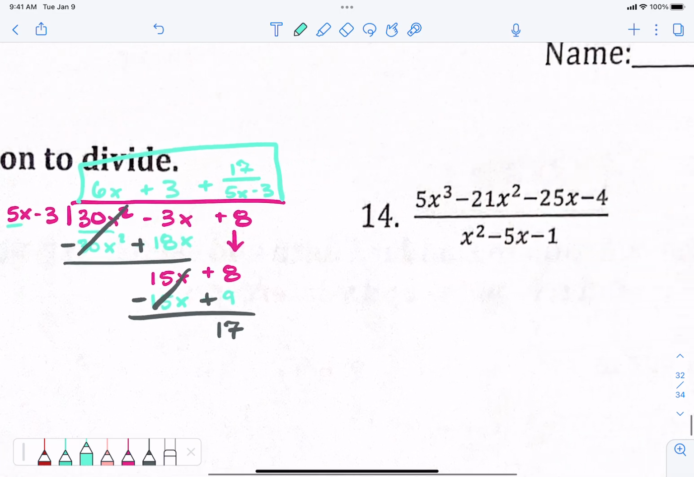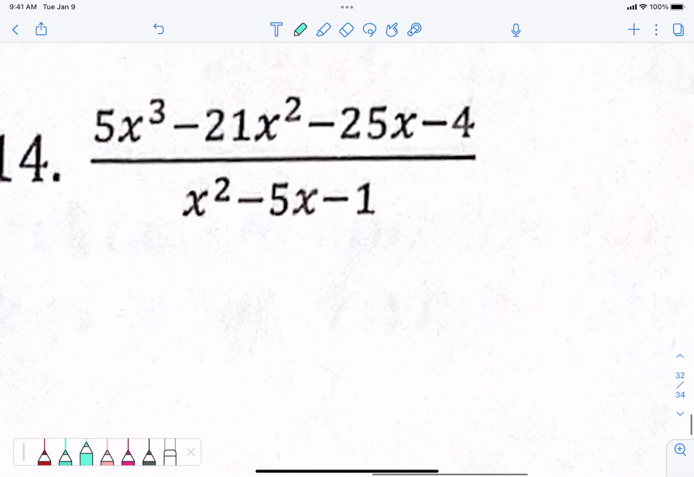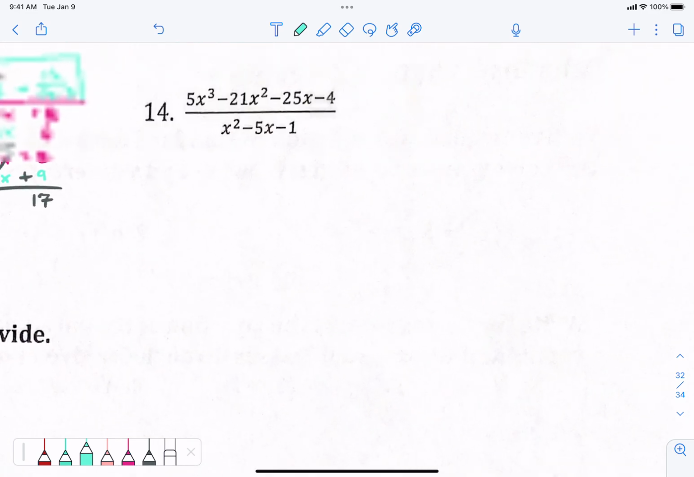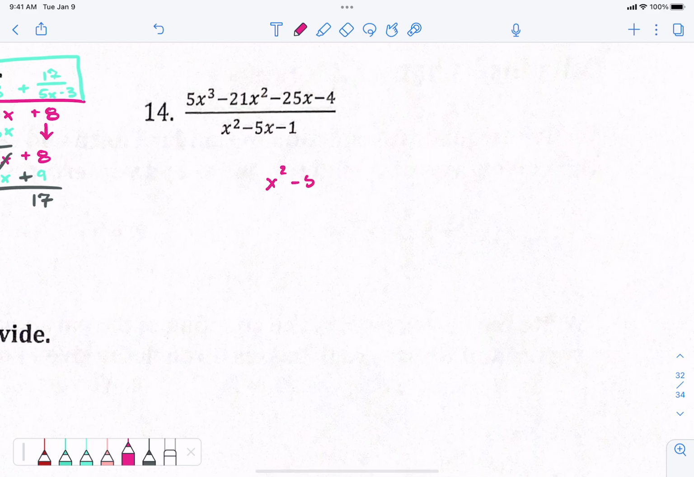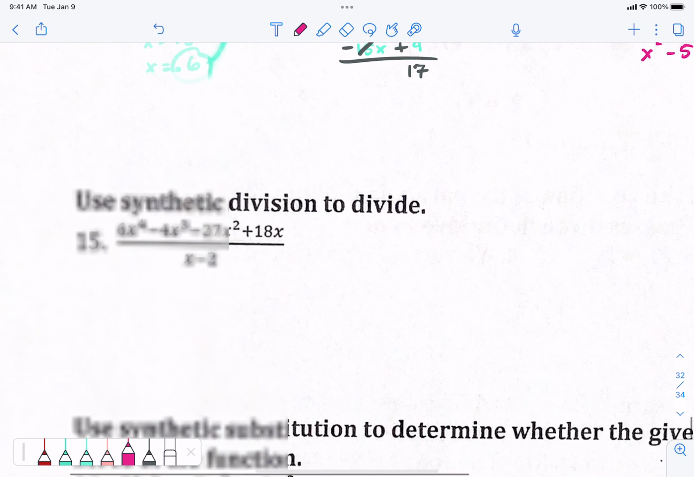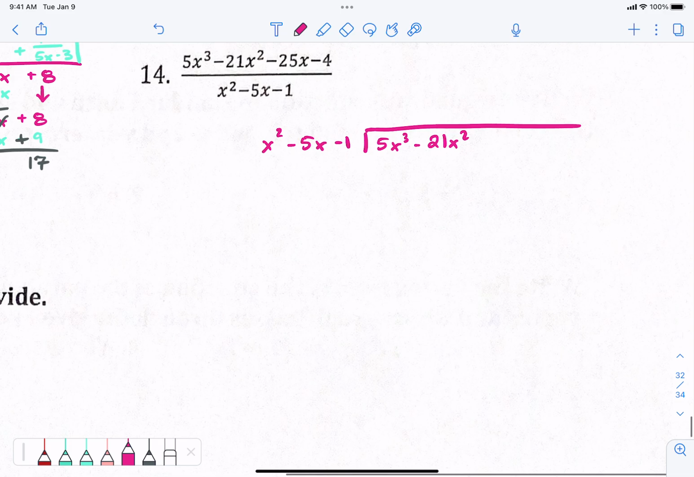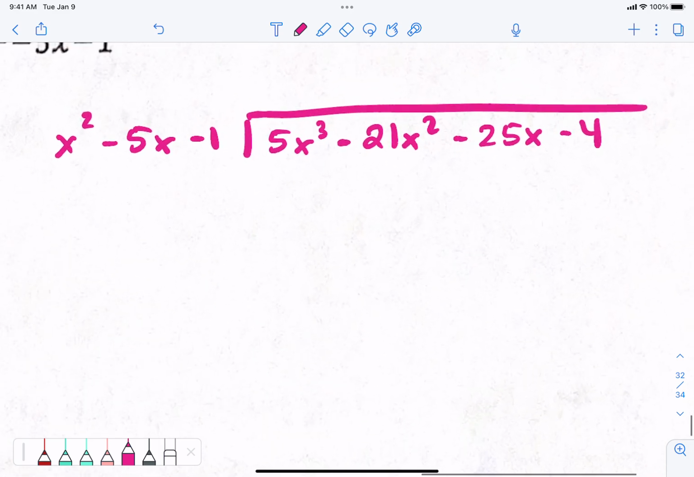Number 14. Don't sound excited for this. We got lots of room, so I'm just gonna go right below. X squared minus 5x minus 1. Do we need zeros? Nope. I should have given you one with zeros. Why did I not do that? Maybe I did that on synthetic. Did I? Yes, I did actually. There's a zero on synthetic.